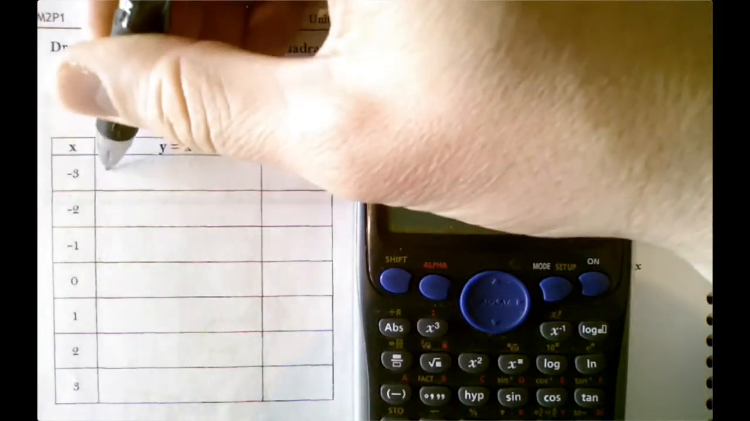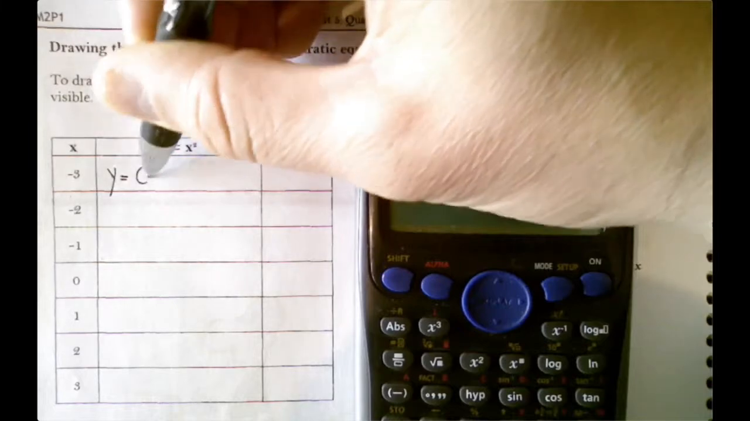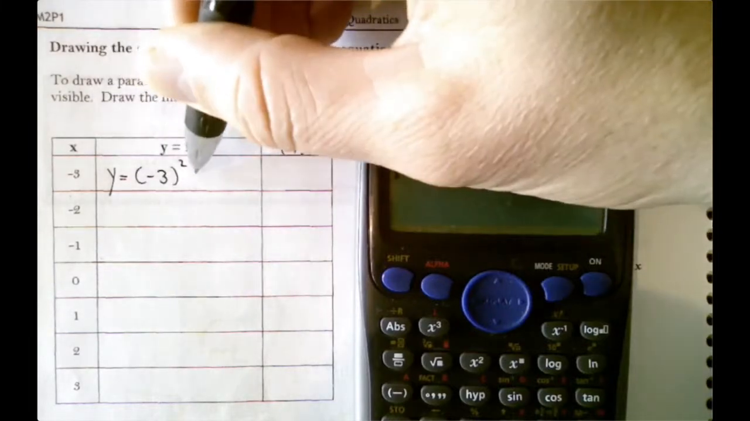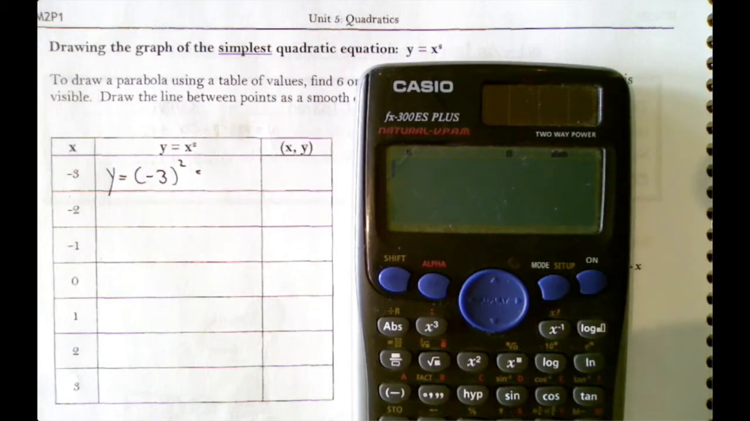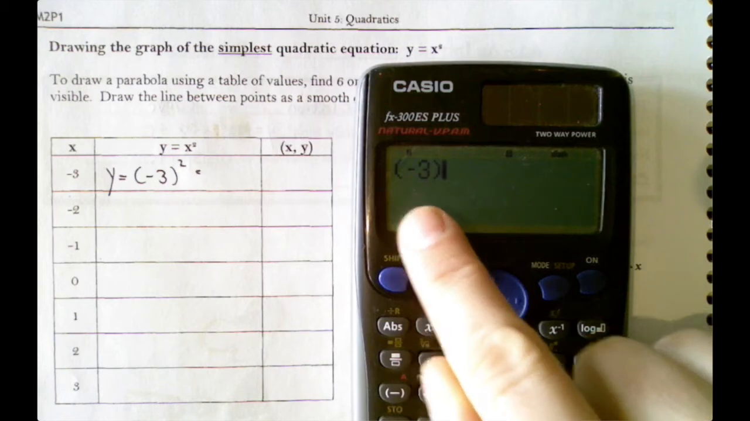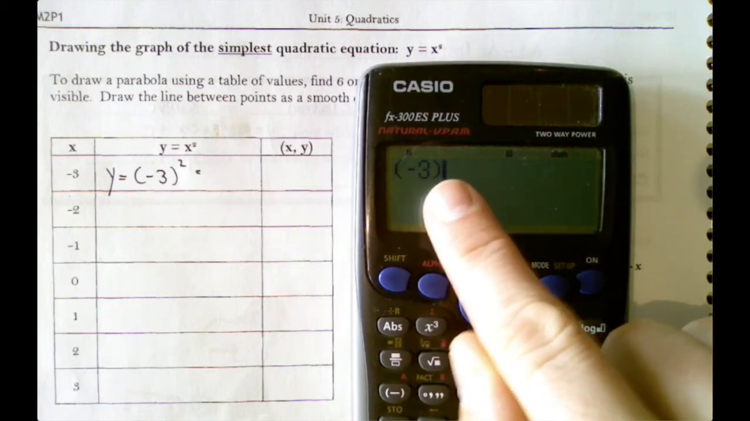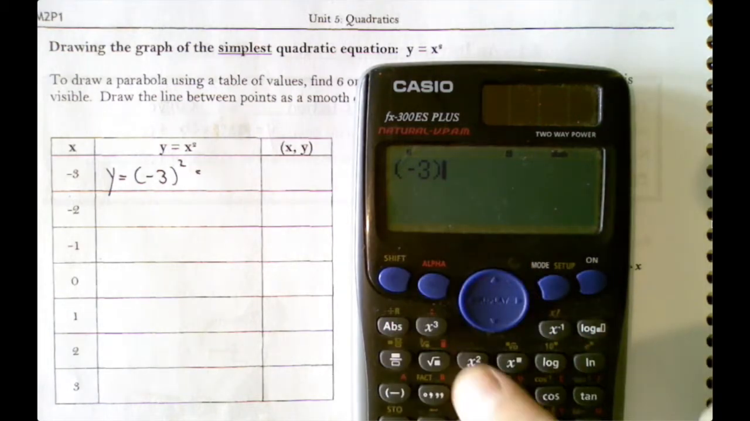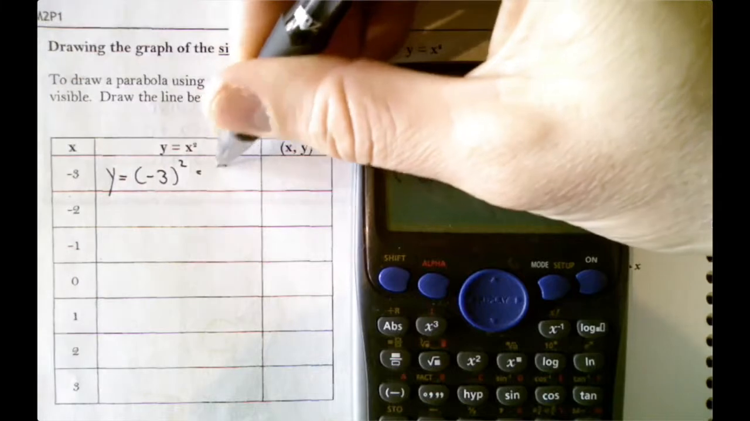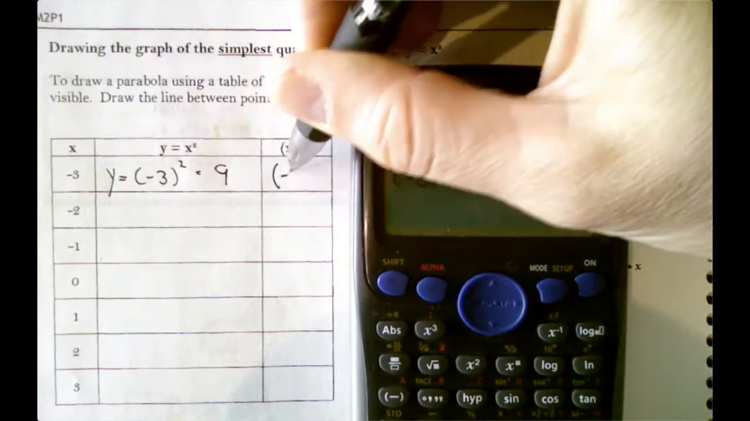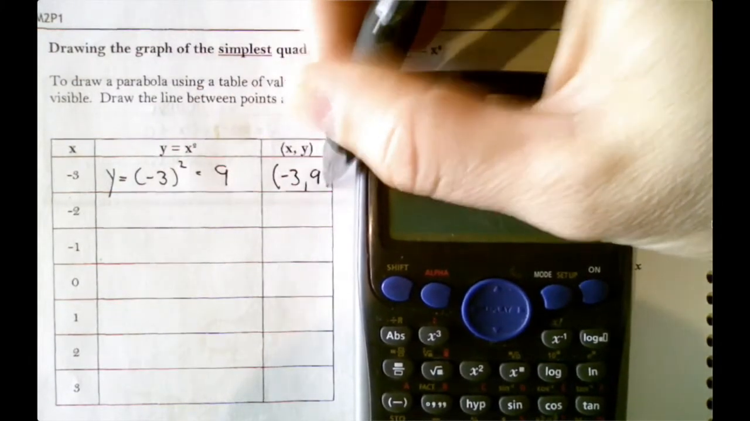So our first one, if we want to find y, we're going to take our -3 and square it. The brackets are pretty important here because we're squaring the whole number -3. If you just type in -3 and square, it might just square the 3 and keep the answer negative. But our answer is not going to be negative because a negative times a negative is a positive. We end up with 9. So the first point on our graph is -3, 9.